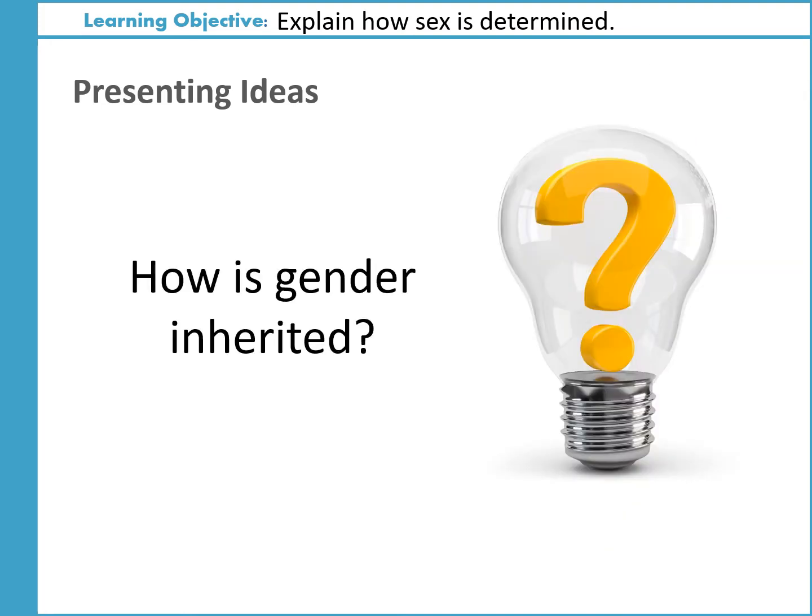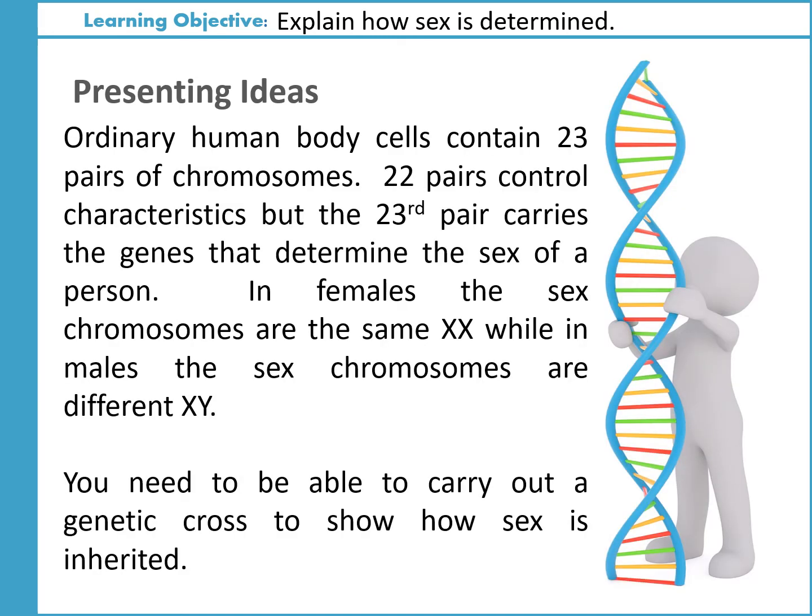Okay, so what we want to focus on today is gender specifically. So let's have a look at that now. Right, we already know that ordinary body cells, and that could be cells in your liver, white blood cells, or cells in your brain, but not your red blood cells. They're the ones that don't contain any chromosomes. In all of those cells you are going to have 23 pairs of chromosomes.